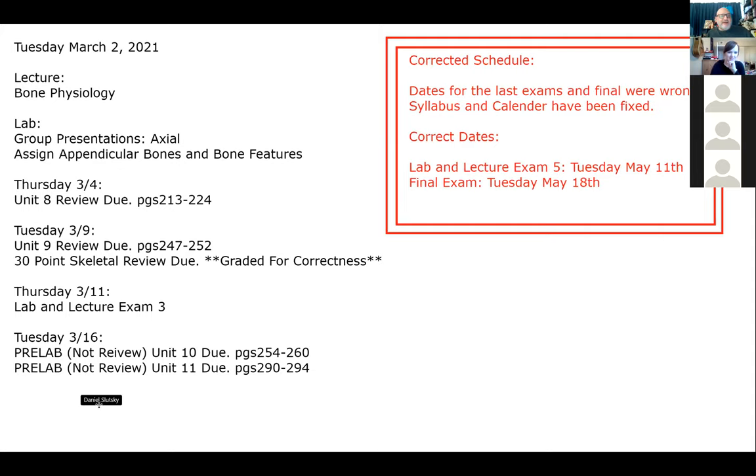And then because we have a Thursday exam and 5 days off to get you started on the muscular system, which has just as much anatomy and even more physiology, I've got your two pre-labs, Unit 10 and Unit 11 pre-labs. Again, not the reviews, but pre-labs. That will be due on that Tuesday when we come back to class. All righty, so that is the game plan. Any questions on that?